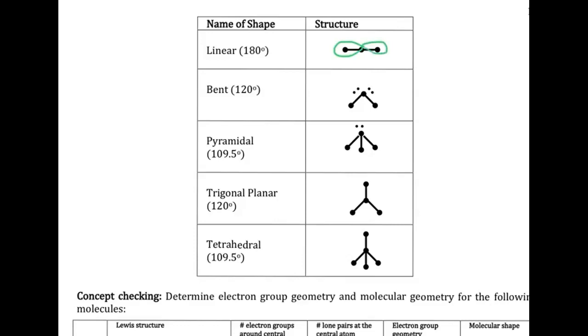It's going to be a linear shape here. I'm sorry. The most beneficial arrangement with the least repulsion is between 2 electron groups. They're not going to be like this.